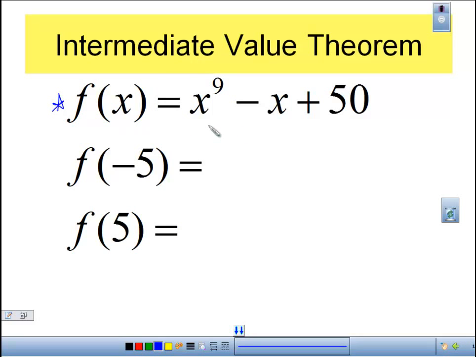So if this is my function right here, and I wanted to figure out kind of where the zeros are, I know it's going to be to the 9th degree, so there's going to be at most 9 real zeros. But it's not something factorable. Without a graphing calculator, I really wouldn't even necessarily know where a 0 is going to be. But we can do what's called the intermediate value theorem, which says let's pick a couple values.